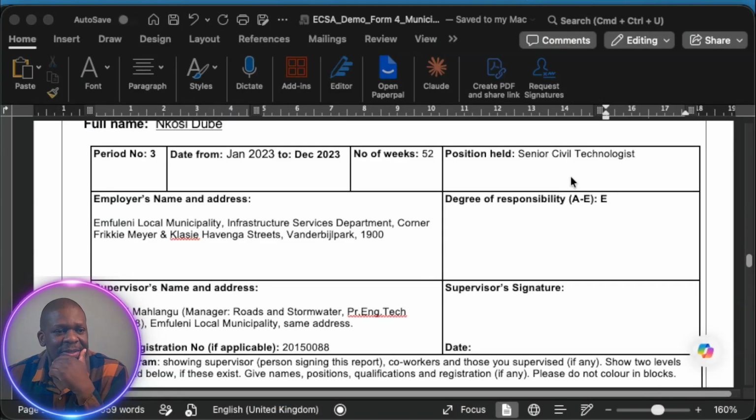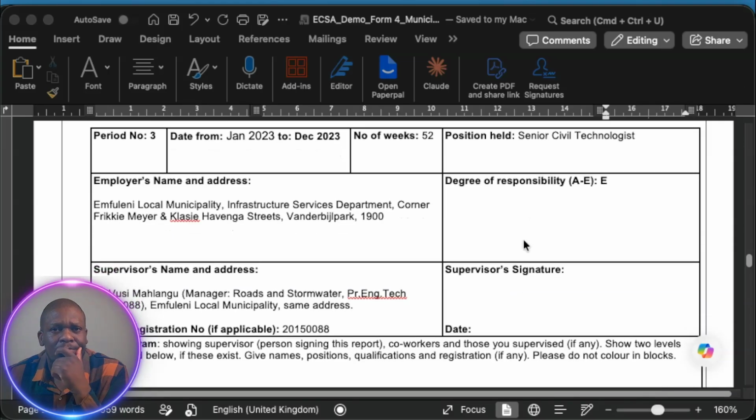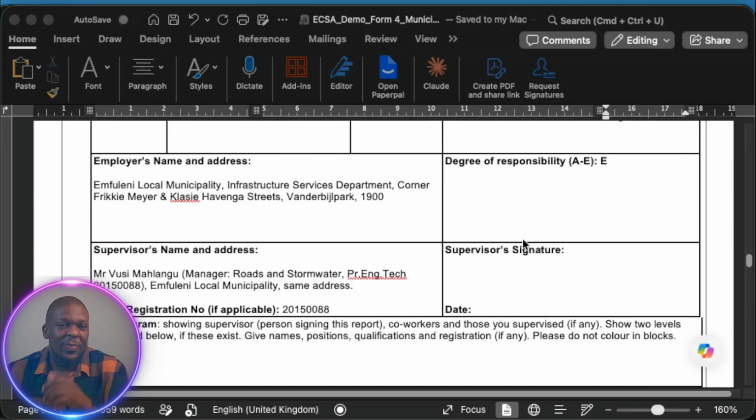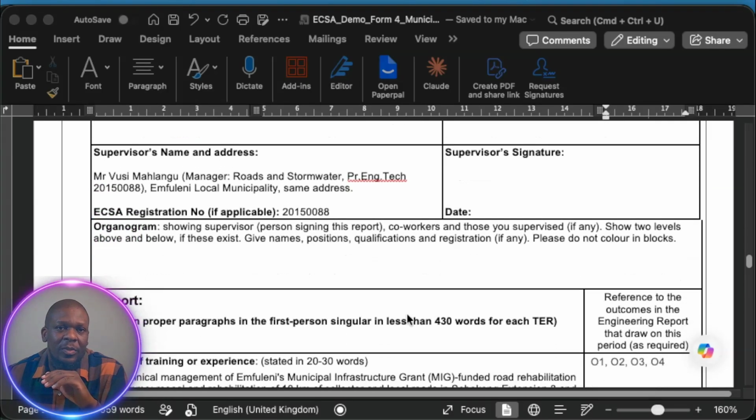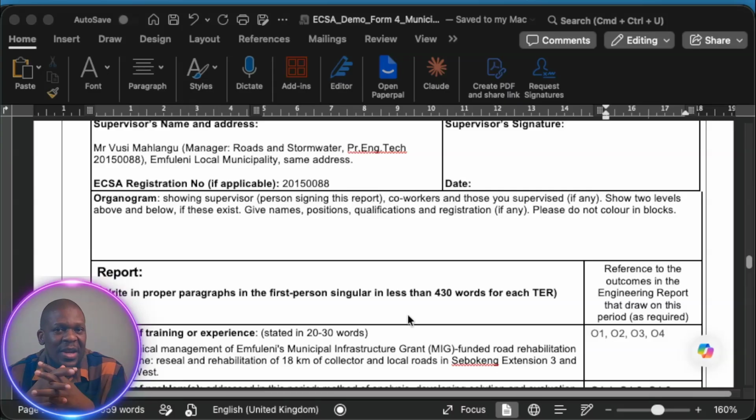All right, period 3 is degree of responsibility E. So the person is still working for the same organization. The nature of training and or experience is technical management of municipal infrastructure grant. So the applicant is responsible for managing municipal infrastructure grant.